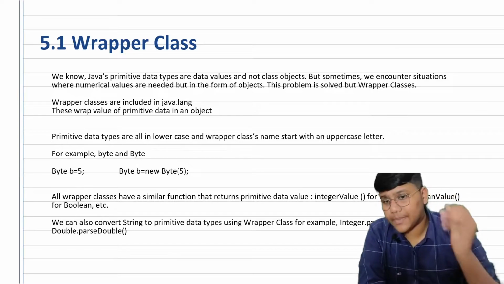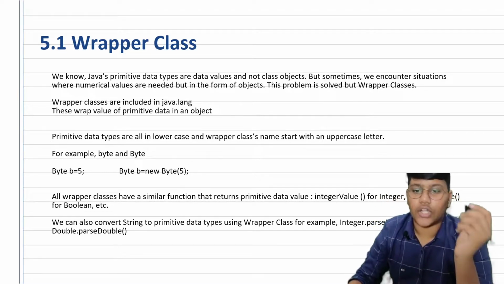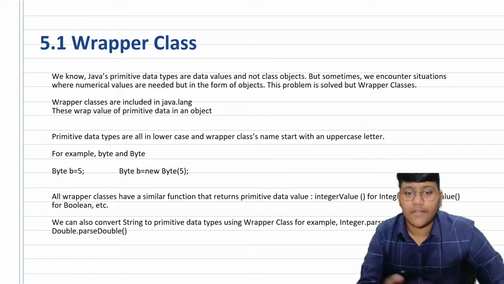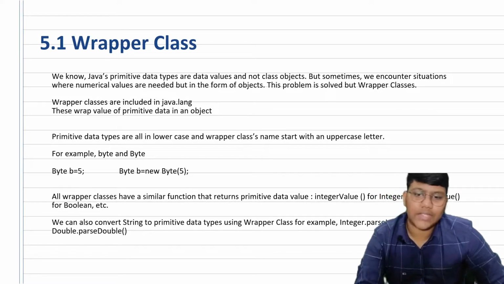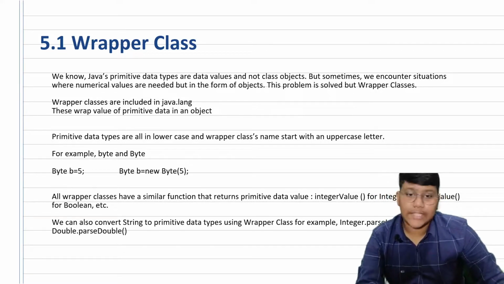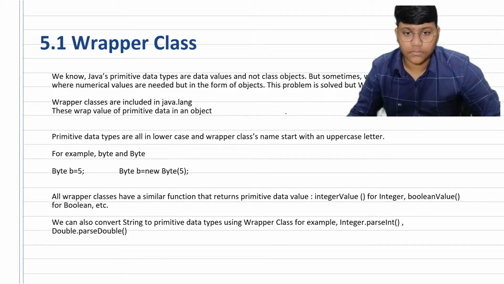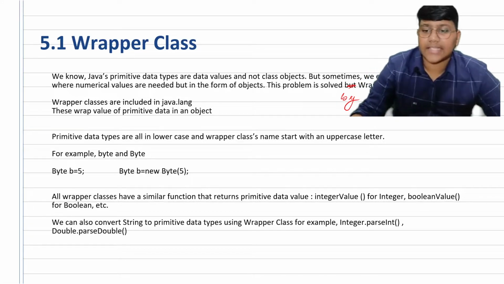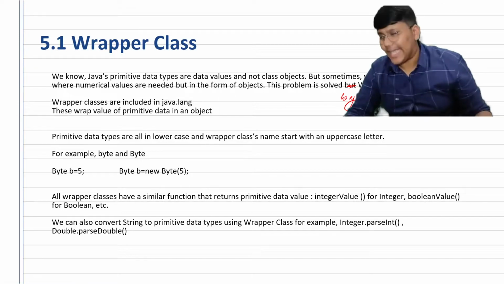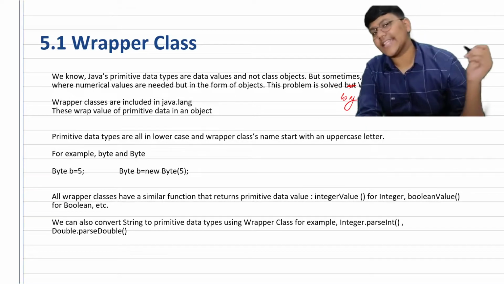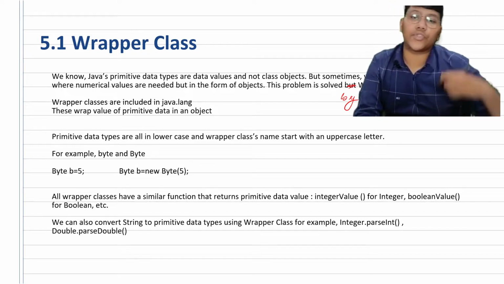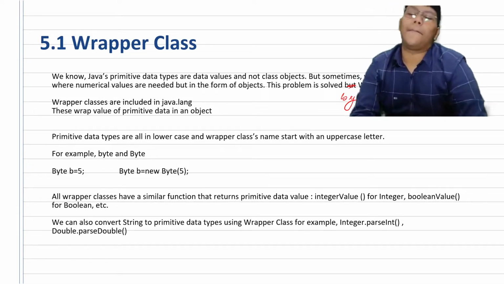We know Java's primitive data types are data values and not class objects, but sometimes we encounter situations where numerical values are needed but in the form of objects. This problem is solved with wrapper class. Wrapper classes are included in java.lang. Java.lang is the default package that is imported in every Java program, so we don't have to import another package.